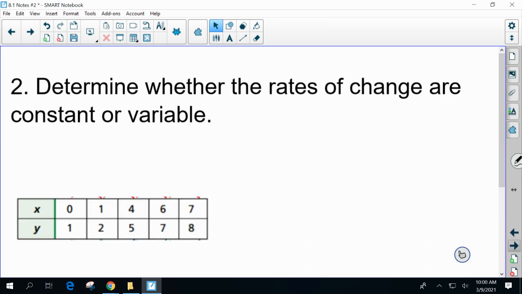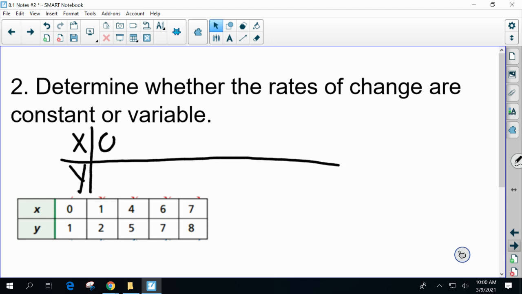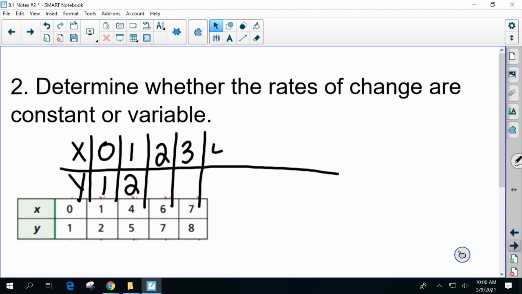Okay, we're going to do this again. So look at your x values. Do you have any skipping? Yes. Yes, so we're going to recreate our XY chart and fill in the missing numbers. So I skip 2, skip 3, and then go to 4.